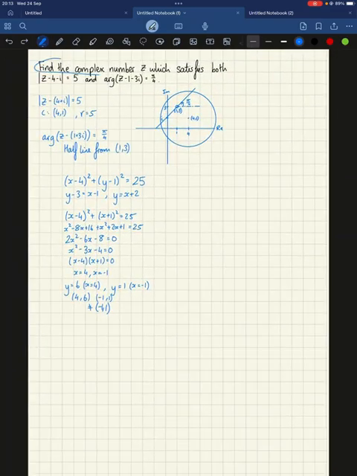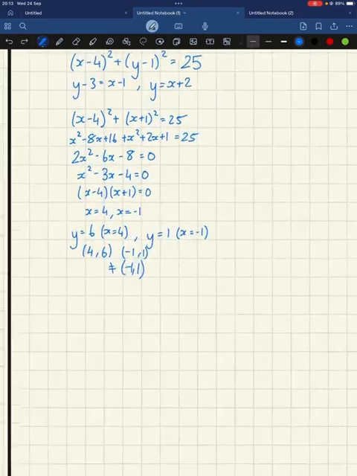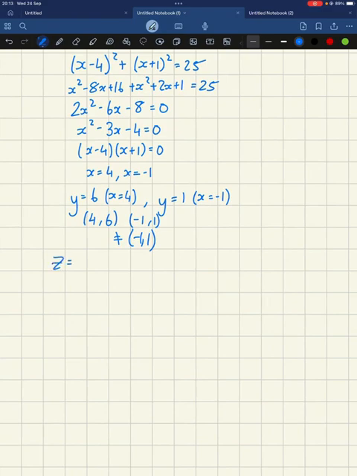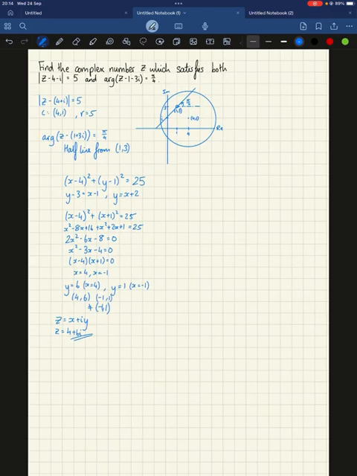But that's not what we have to find. We have to find the complex number z which satisfies this. Well, we know that z is x plus iy. x is 4, y is 6. So z is 4 plus 6i. So this is our answer. So z is 4 plus 6i, and this is the complex number which satisfies both of these loci.